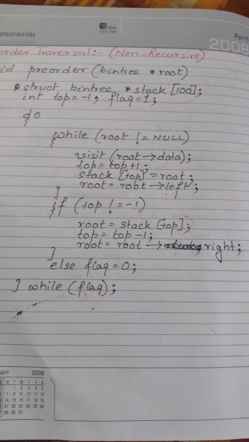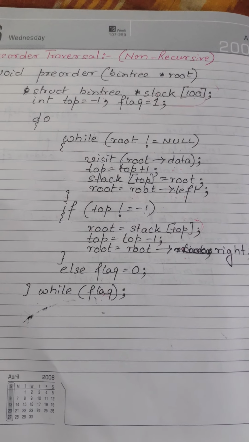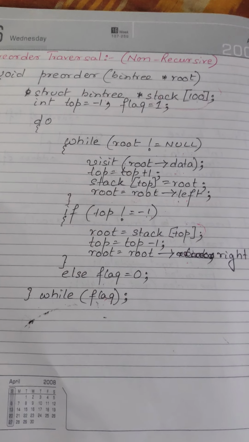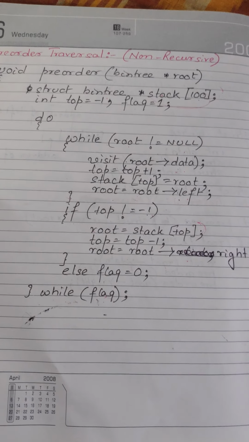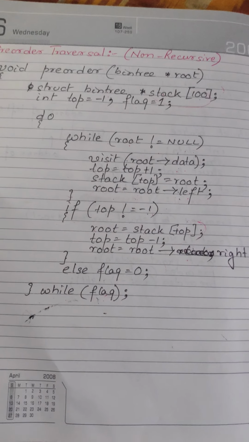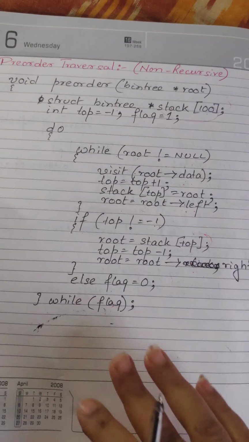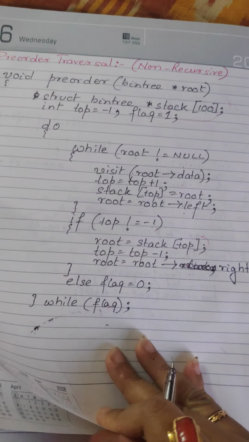I have already discussed with you the pre-order traversal of a binary tree. Now this is an explanation of how the non-recursive pre-order algorithm works. Before we discuss the algorithm, let us see how one node of a binary tree is represented.